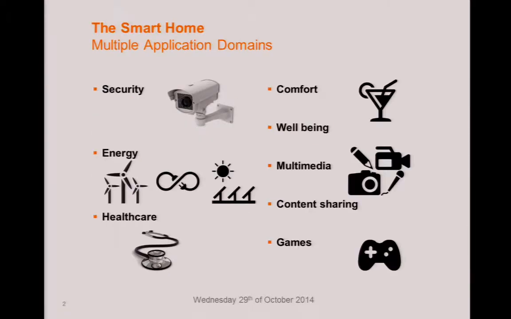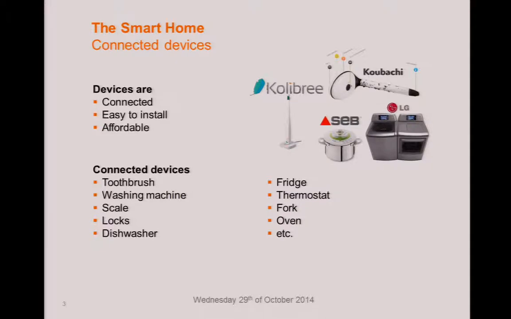To begin with, I will talk about the domain where I study the problem, which is a smart home. A smart home is a home that is full of electrical devices, sensors, actuators, things like that. And they cover multiple domains, like security, healthcare, comfort, games, energy efficiency, etc. The devices we find are connected, easy to install, at least nowadays, and affordable. To cite some: toothbrushes, scales, locks, fridges, all connected in the home.